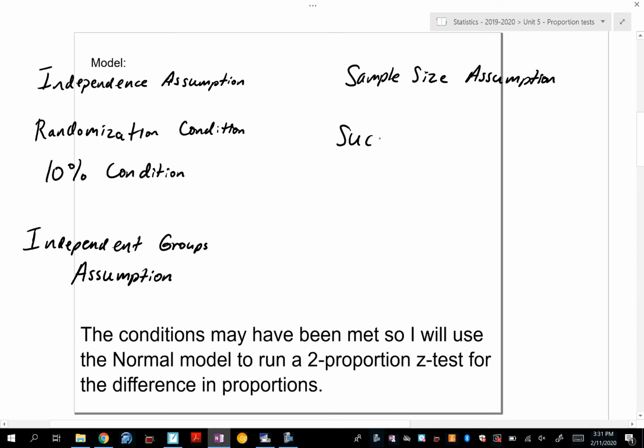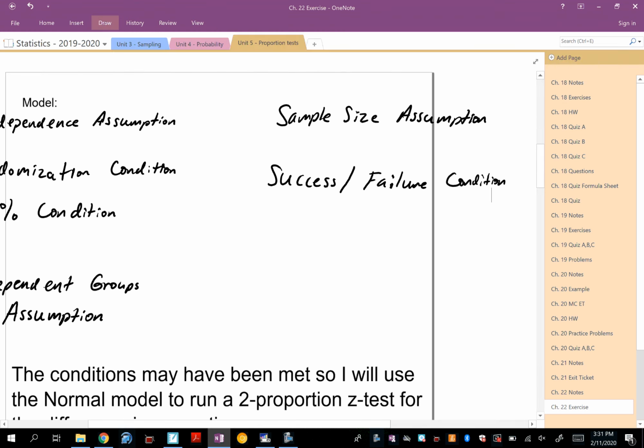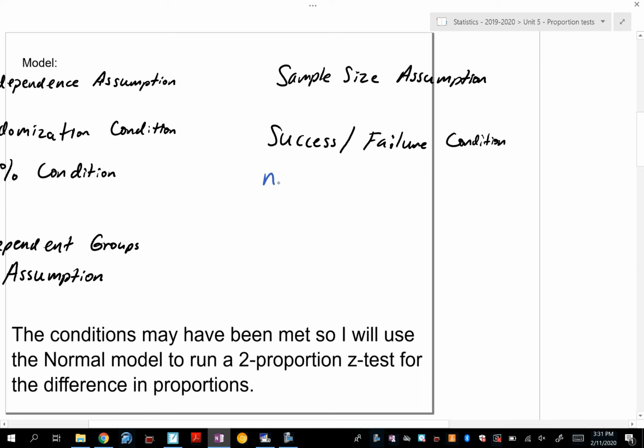Good question. Now, this last one, we're so close, guys. And then we'll do the math. The success/failure condition. Now, this one is a little bit new, because you have to do n times p and n times q for both groups. So I'll show you the work here. I'm going to do n sub p times p sub p, and then n sub p times q sub p. I'll just put p for Purdue. And do the same thing for your store brand.